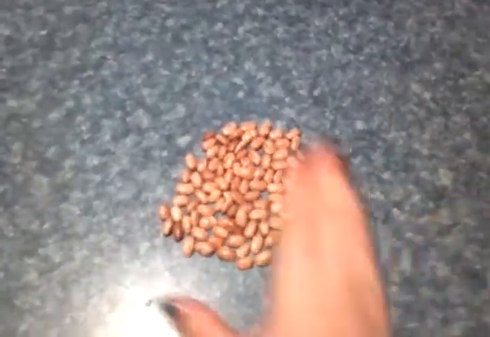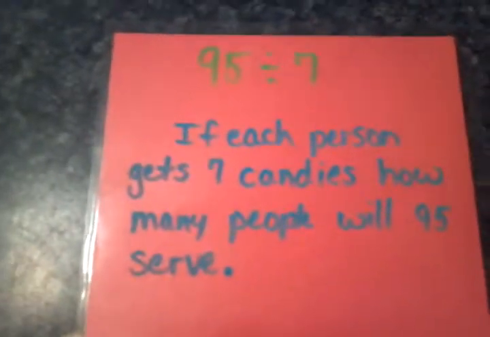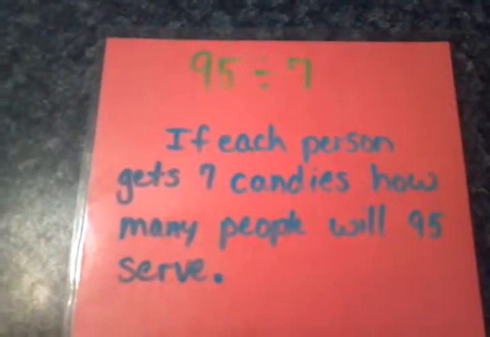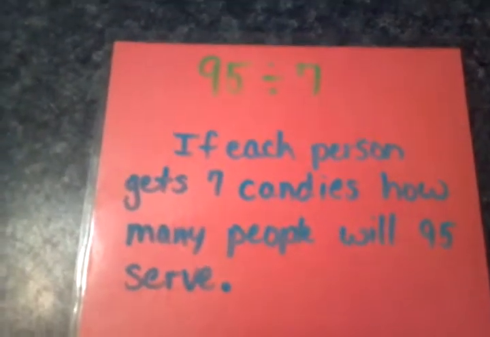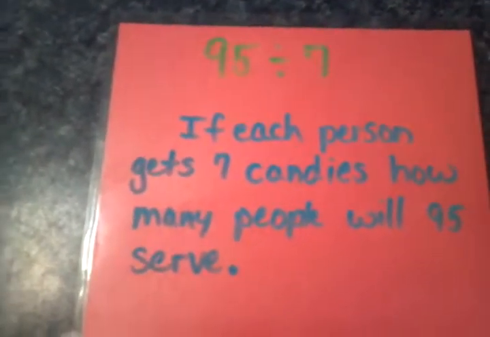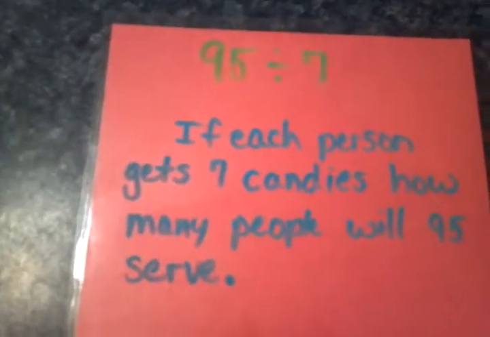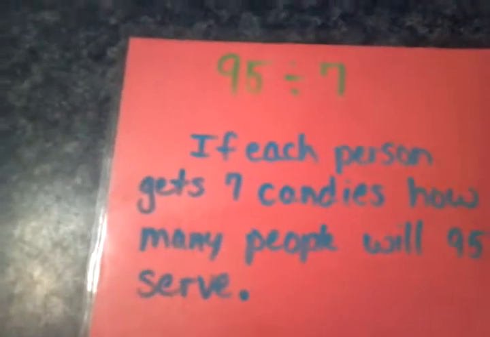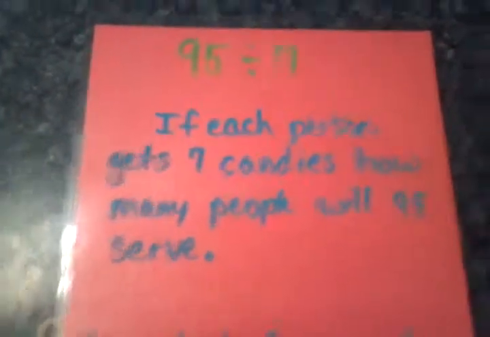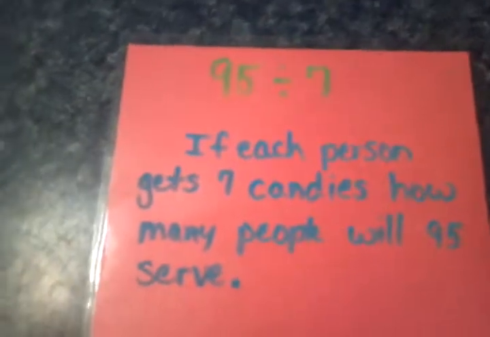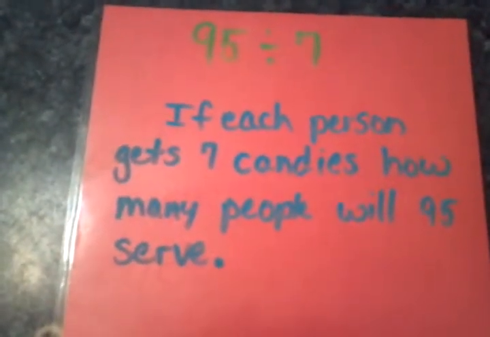Alright, I'm starting with a set of 95 counters and a problem. My problem is 95 divided by 7. Now I've put along with it a number story for the students. I think that number stories help them to picture a situation or a scenario, and that it helps students to understand a little bit better when you can relate it to real life. So my number story says, if each person gets 7 candies, how many people will 95 serve?